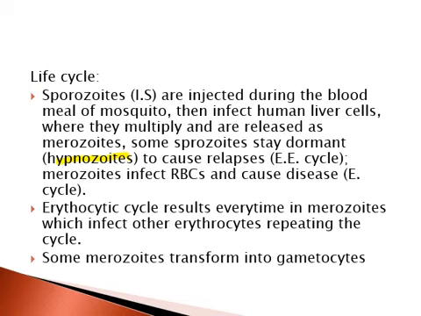Then the merozoites escaping from the liver cells infect the red blood cells and cause the disease, which we call the erythrocytic cycle. The erythrocytic cycle results every time in merozoites, which infect other erythrocytes, repeating the cycle. When the army is prepared, it goes to invade other people. So the merozoites then transform into what we call gametocytes.